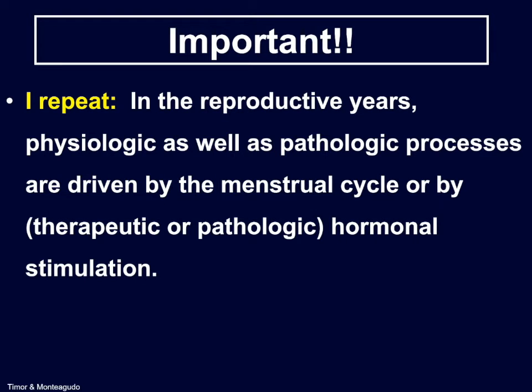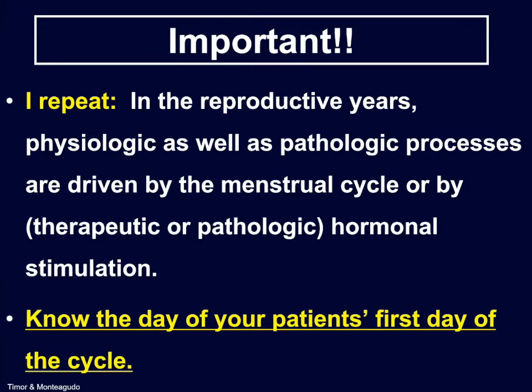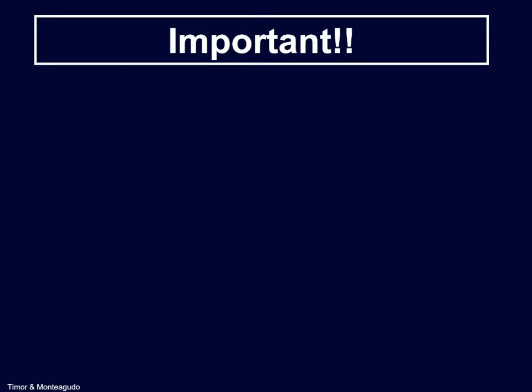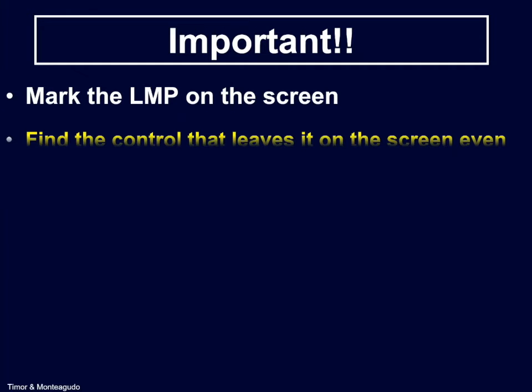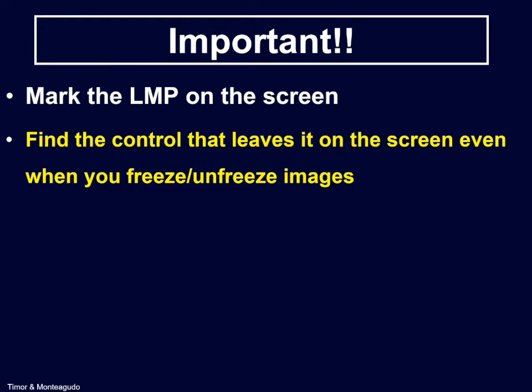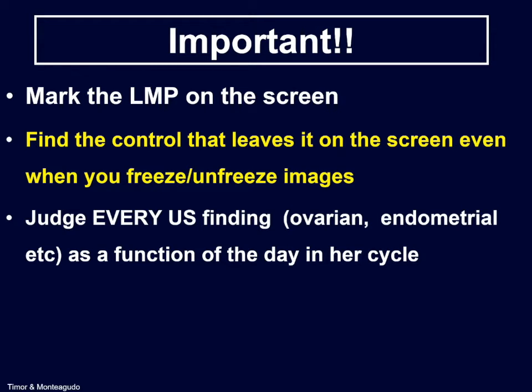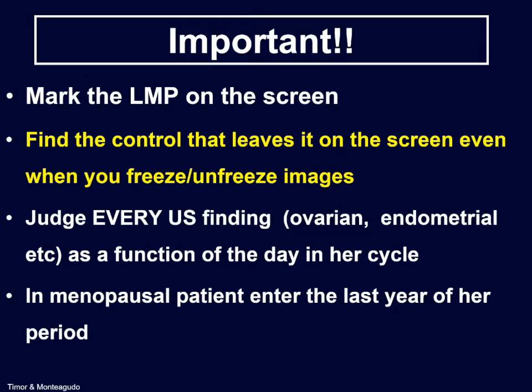I repeat, in the reproductive years, physiologic as well as pathologic processes are driven by the menstrual cycle or by therapeutic or pathologic hormonal stimulation. Know the day of your patient's first day of the cycle. Mark the last menstrual period on the screen. Find the control that leaves it on the screen, even when you freeze and unfreeze images. Judge every ultrasound finding, ovarian, endometrial, and others, as a function of the day in her cycle. And in menopausal patients, enter the last year of her period.